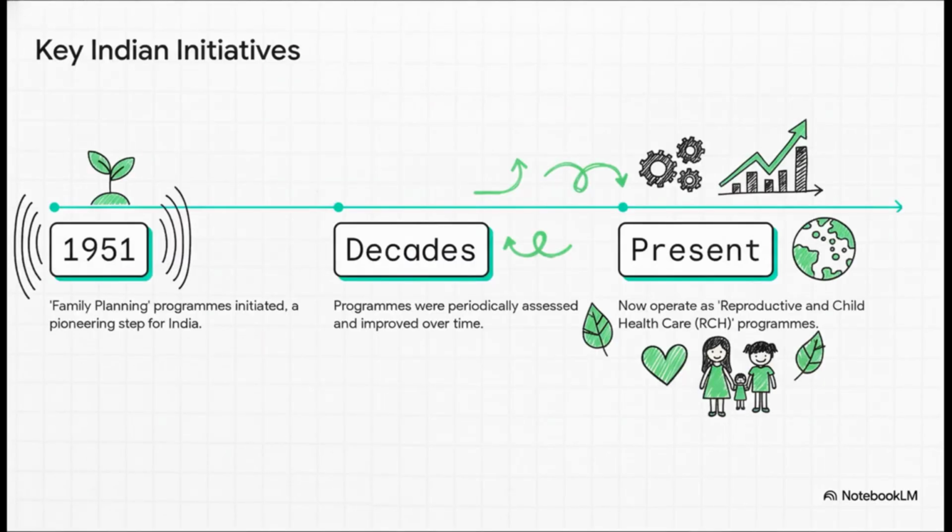And India was actually a pioneer in this. Pretty incredible, right? As far back as 1951, India was one of the very first countries in the world to start national family planning programs. And these weren't just set-it-and-forget-it plans. They were constantly checked and improved over the years. Today, they've grown into something much bigger and more comprehensive, called the Reproductive and Child Health Care, or RCH programs.